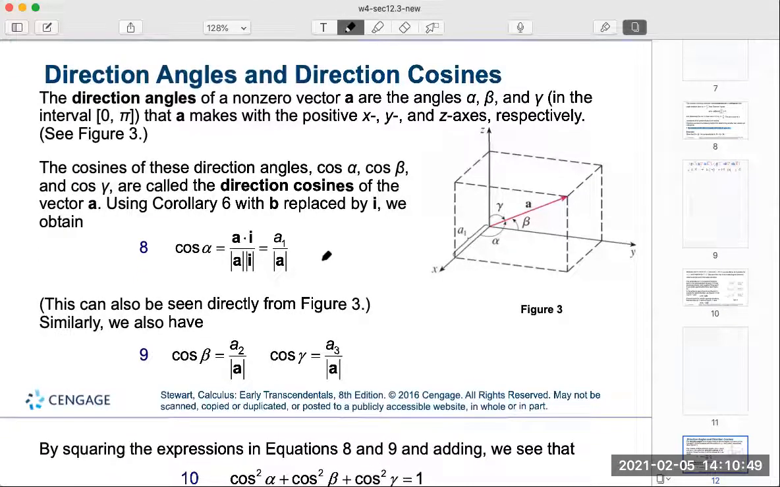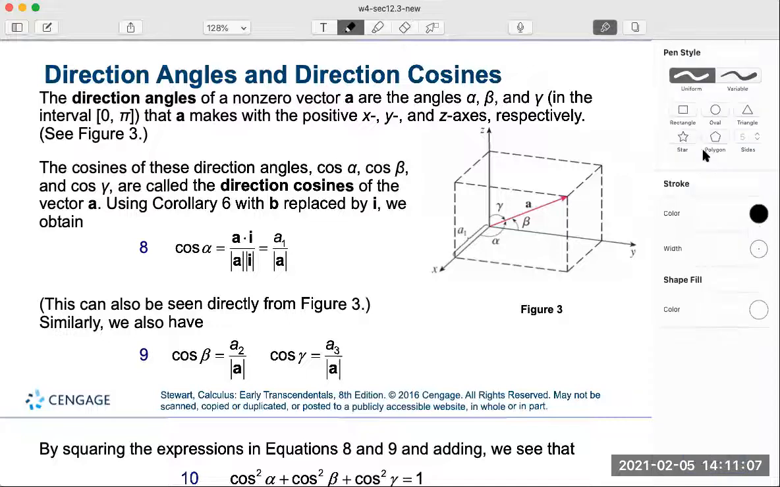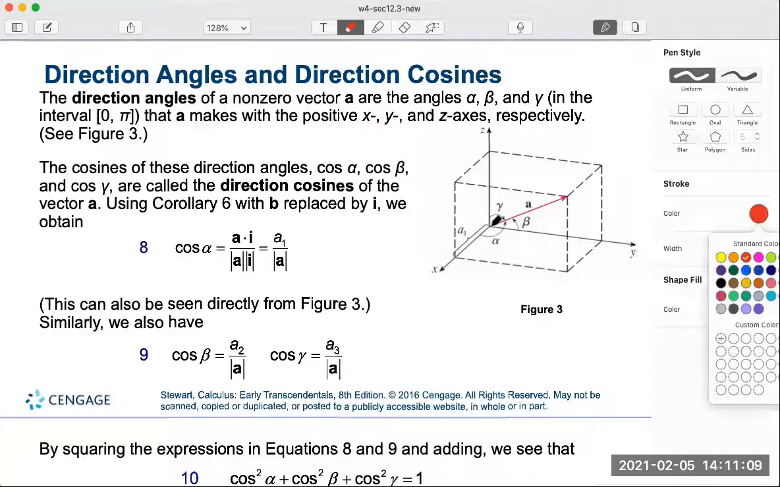Then remember that direction cosines can be computed using the dot product between the vector A and the unit vector in the x direction here, right? Let me use a different color. The vector i is this guy.